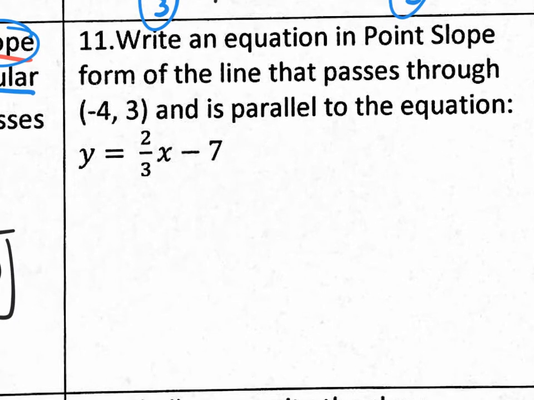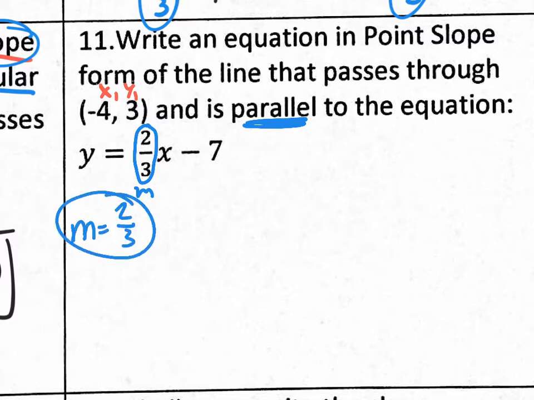Number 11, write an equation in point slope form of the line that passes through the point negative 4, positive 3, and is parallel to the given line. What does parallel mean? Same slope. They give you this line, and you know that the line has a slope of 2/3, so your slope also has to be 2/3, the same exact slope. So you don't care about that equation at all once you get the slope. You could scratch it out if you want to. All you care about is getting the slope from that parallel line.